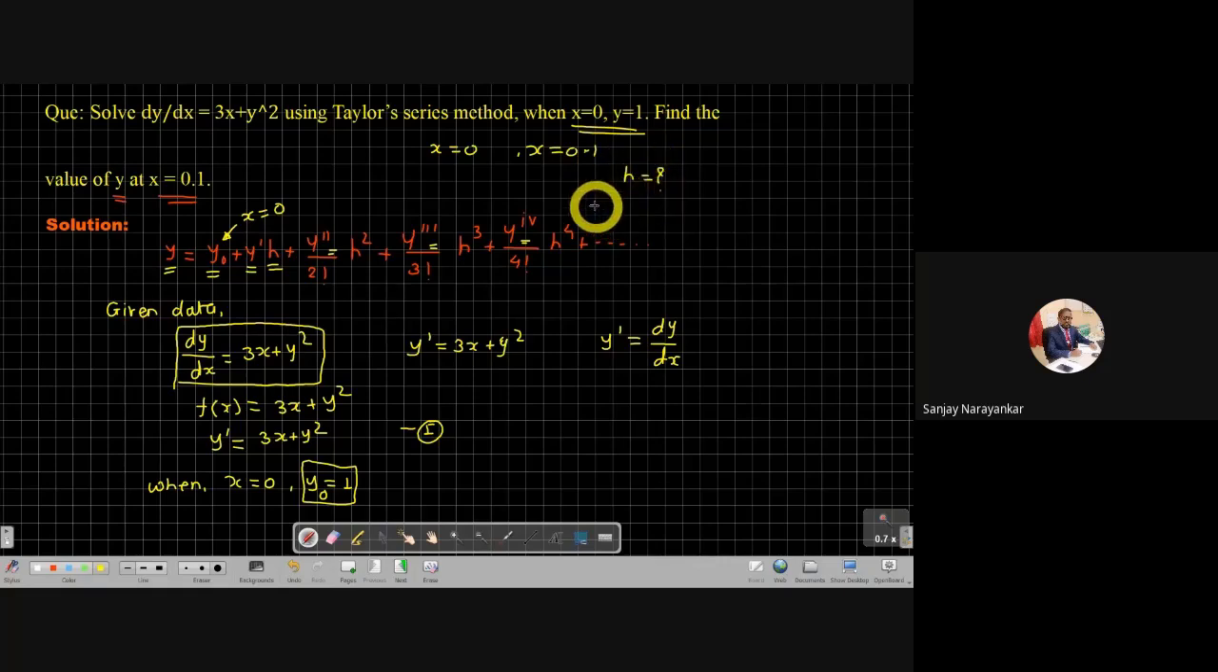H is not given in the problem statement. So we can say that h is nothing but the one step between them. The difference between these two values, 0.1, is nothing but h. So h in our case is equal to 0.1. And here we are using one step value only. Basically, the Taylor series is only a one step solution.